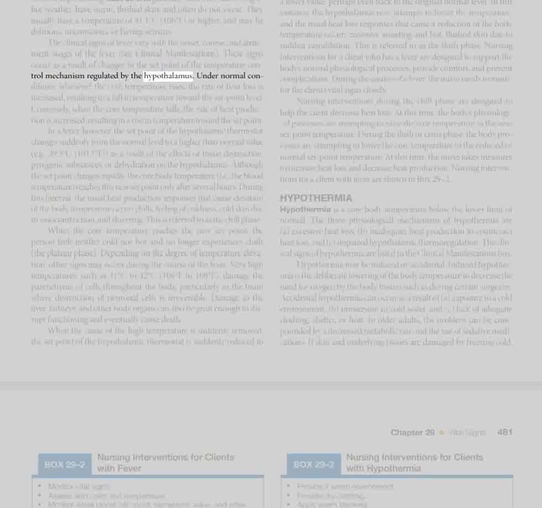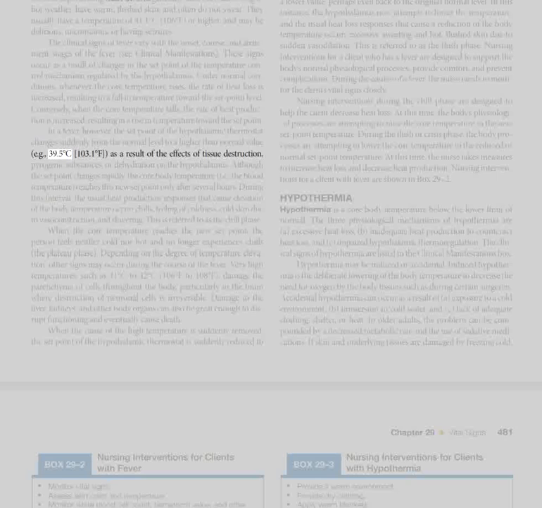These signs occur as a result of changes in the set point of the temperature control mechanism regulated by the hypothalamus. Under normal conditions, whenever the core temperature rises, the rate of heat loss is increased, resulting in a fall in temperature toward the set point level. Conversely, when the core temperature falls, the rate of heat production is increased, resulting in a rise in temperature toward the set point. In a fever, however, the set point of the hypothalamic thermostat changes suddenly from the normal level to a higher than normal value.